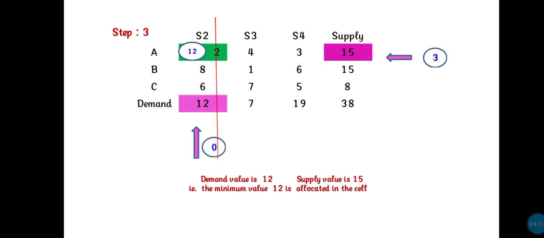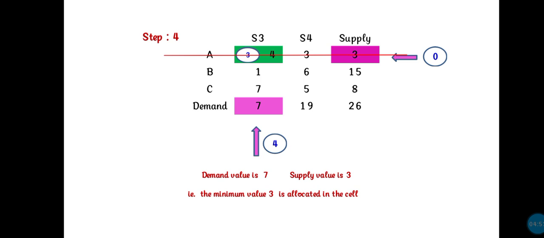Now we move to step 3. Here the first cell is AS2. Here we need to allocate the minimum value. The minimum value is 12, allocated in the cell. Now subtract the value from demand and supply. We get 0 and 3. So we need to cross out the S2 column.